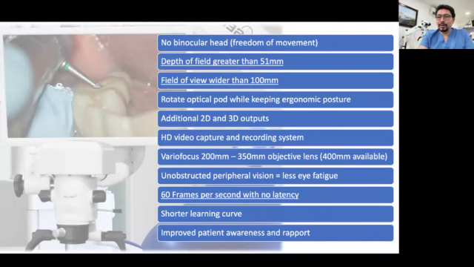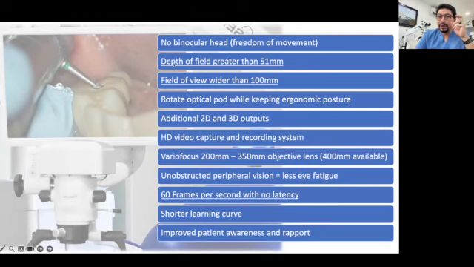And as you can see, there are a lot of them. First one, no binocular head. We already analyzed why. Having no binocular head will give you freedom of movement. You are not going to need to be attached to this tube. You just need to see the screen. So it generates freedom of movement, and most important, it won't affect your peripheral vision. If you have your peripheral vision unaffected, you are not going to have eye fatigue, and it will make the learning curve shorter.